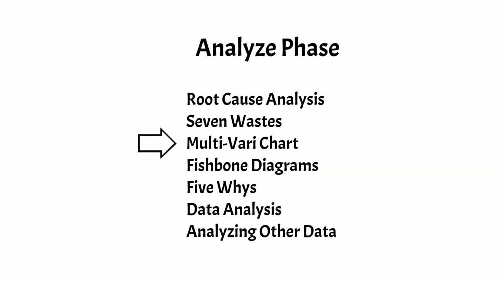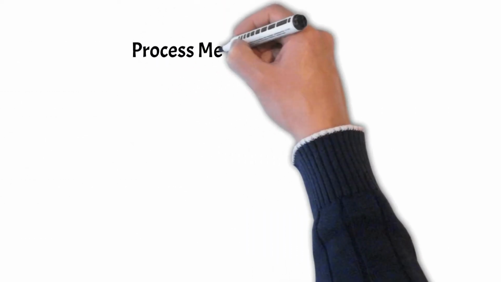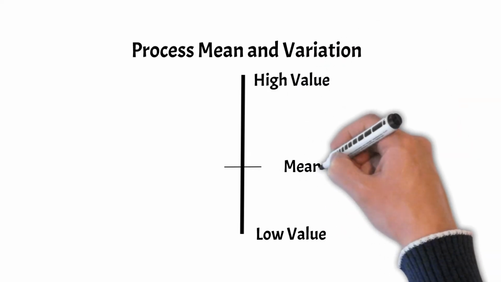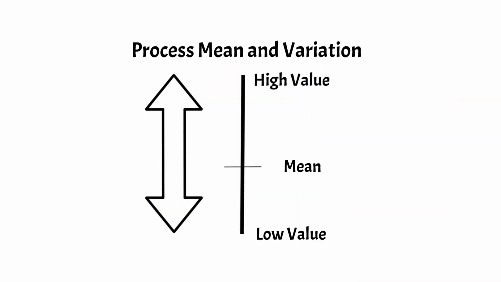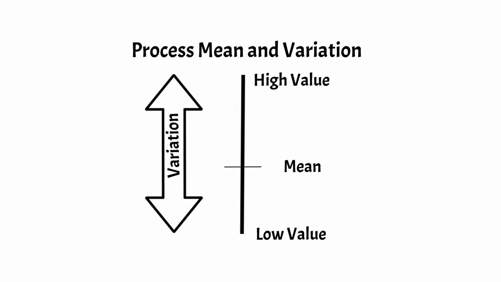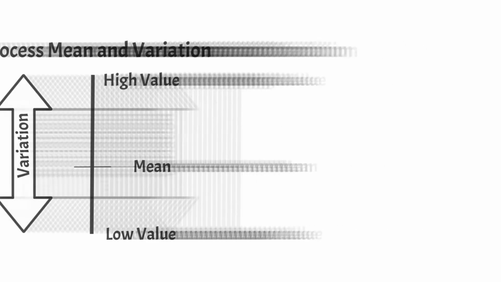Multivariate chart. One tool that is useful in uncovering information is the multivariate chart. Process output can be measured in 2 ways. The first is the average or mean, and the second is the variation of data around this mean. Both are displayed in a multivariate chart. Here is how it can help in this example.